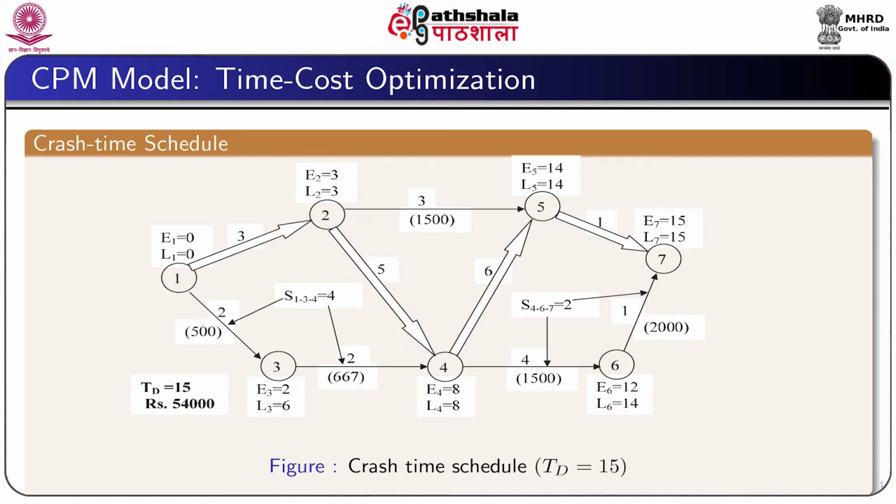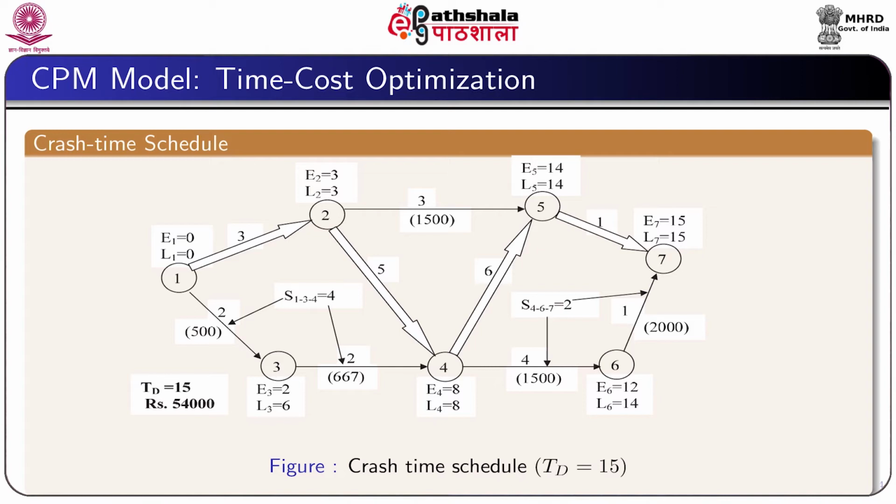Now, if we consider the crash time instead of the normal time, then proceeding similarly as in the previous case, from forward pass computation as well as backward pass computation, we can find the critical path. 1, 2, 4, 5, 7 is the same critical path, but the schedule time here T D equal to 15 and the total cost of the project is 54,000.